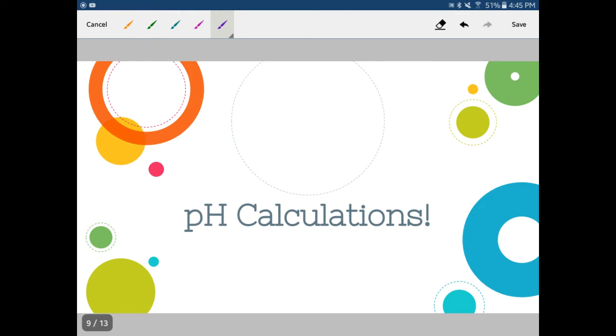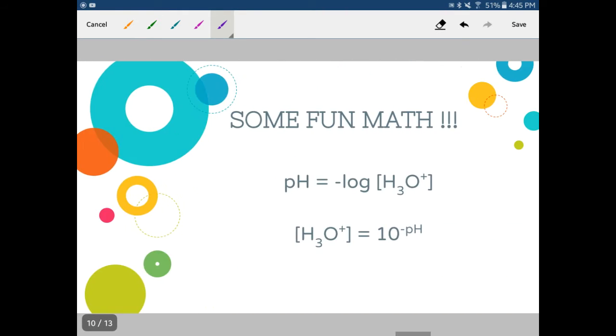So let's take a look at some pH calculations. So here's some fun math, or I think it's pretty fun. And really, let's not say fun like this. This is pH math. It's fun. That's a chemistry joke if I've ever seen one.